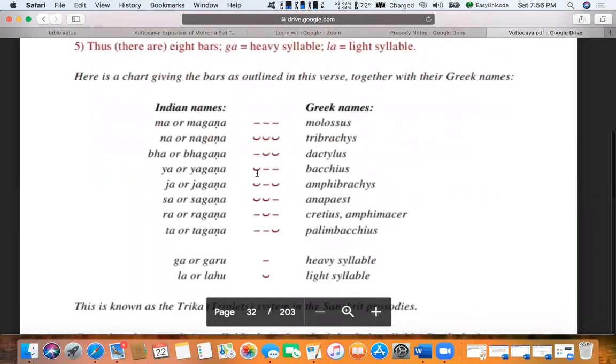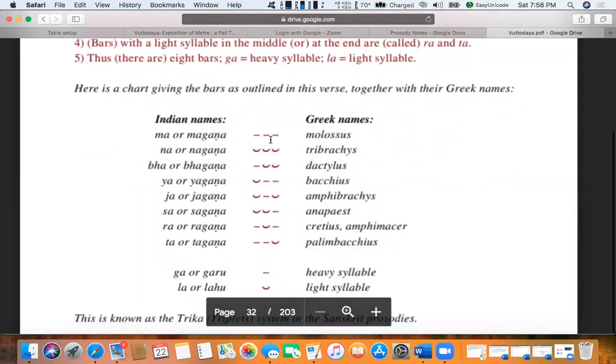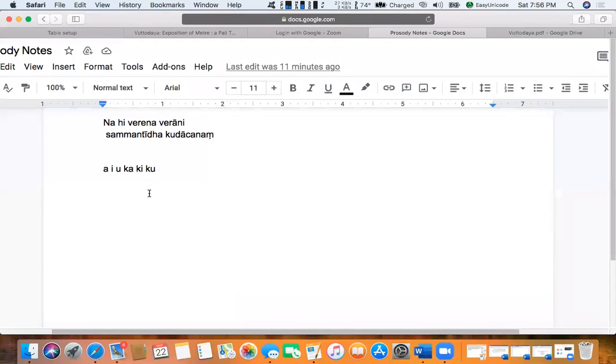So let's see, for magana, there are all three heavy syllables. For example, sabbanyu is an example for magana. You see here, sab is considered one heavy syllable, bany is considered one heavy syllable, and nyu is considered one heavy syllable. Here, because of the conjunct, here also because of the conjunct, here it is a long vowel. So there are three heavy syllables. Because there are three heavy syllables, this group is called a magana.